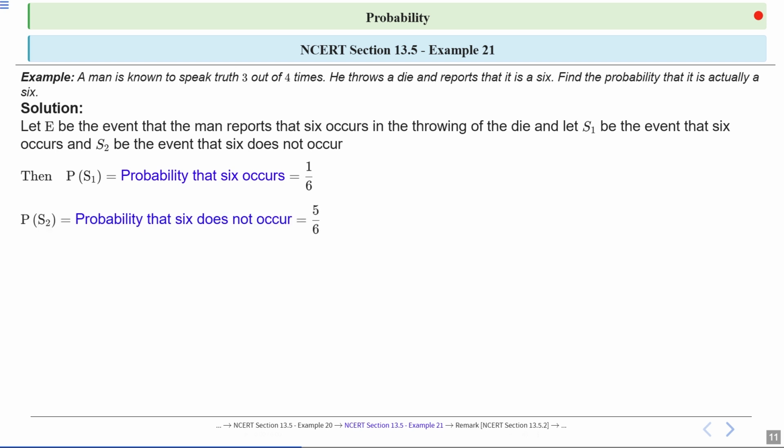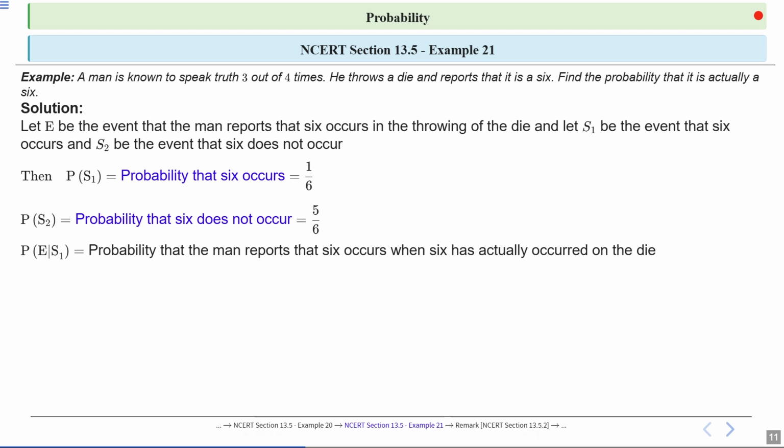The probability of event S2, which is that a 6 does not occur, is calculated as 1 minus probability of 6 occurs, and since the probability of rolling a 6 is 1 by 6, then probability of S2 equals 1 minus 1 by 6 equals 5 by 6, okay.